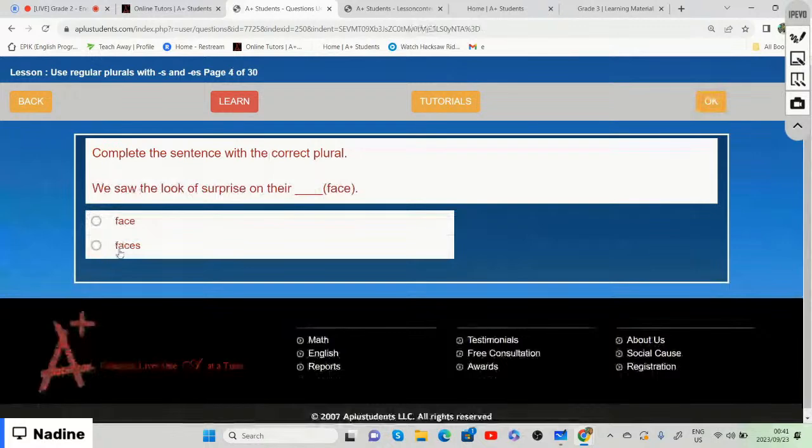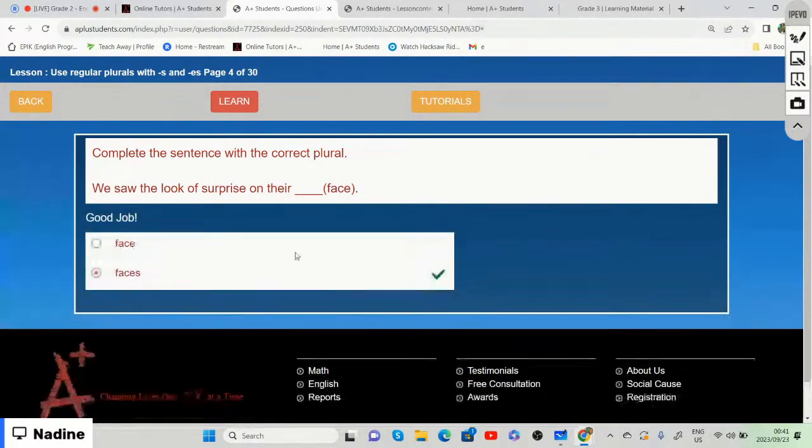And we saw the look of surprise on their face or their faces. Their face or faces. So we can say it's on their faces, because they were surprised.